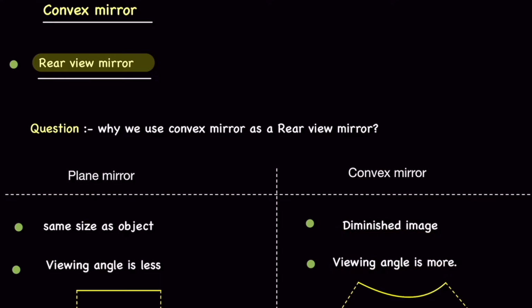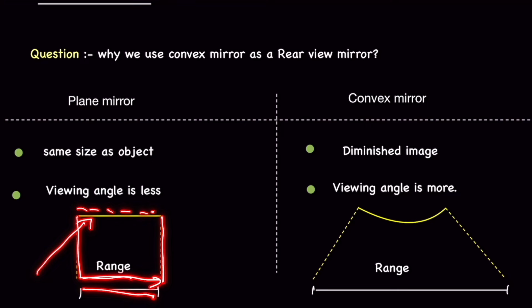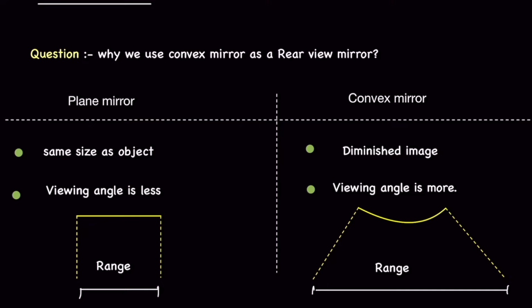You can understand by a figure here. This is a plane mirror. When we see any object which is on the back side, we have a limited range. Means only in this range we can see the object. If any object is present here, we can't see that. But if we do the same thing with a convex mirror, because of its bulging out nature, we can see a wider angle. This is a wider angle. So that's why we use a convex mirror as a rear view mirror.